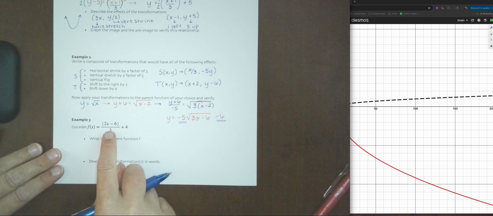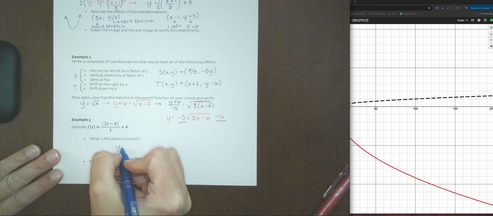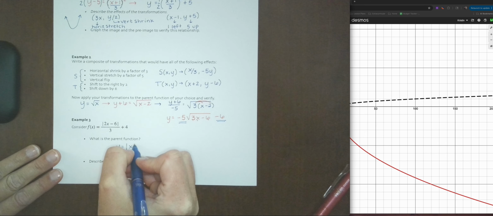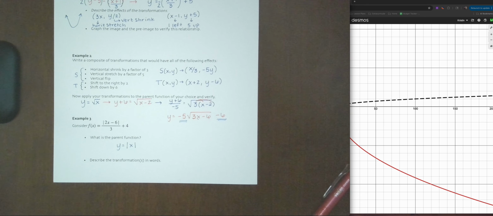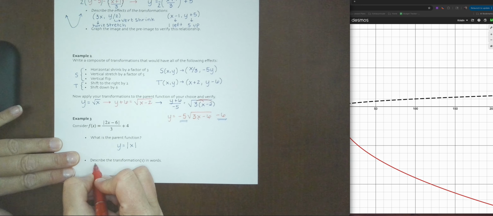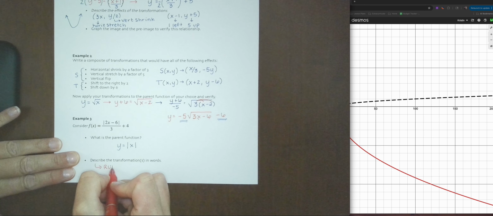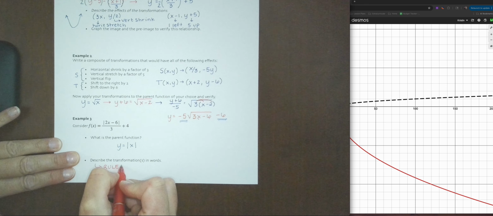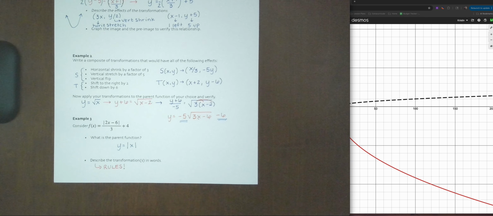So when I am looking at this function, well, first of all, what is the parent function? We can answer that. Y equals the absolute value of x. When you get a question like this one where it says to describe the transformation in words, I can't emphasize this enough. You want to be looking at the rules, not the equation. So even if it doesn't specifically say, hey, write me the rules for this transformation, we really need to do that before we can describe this in words.